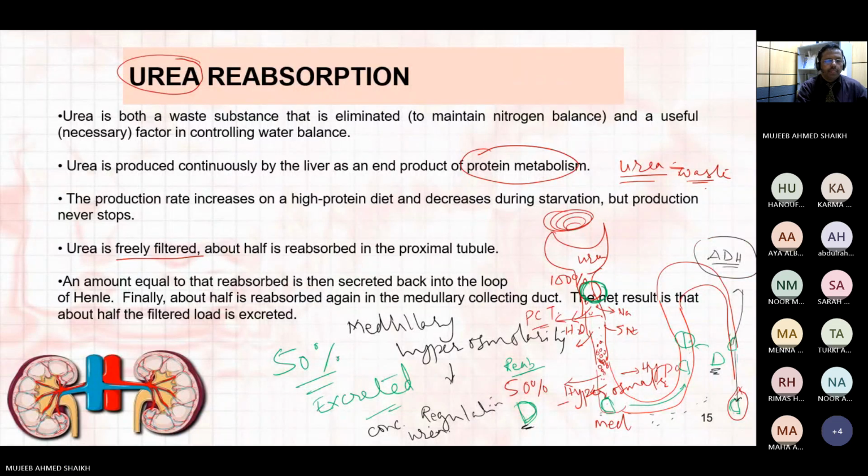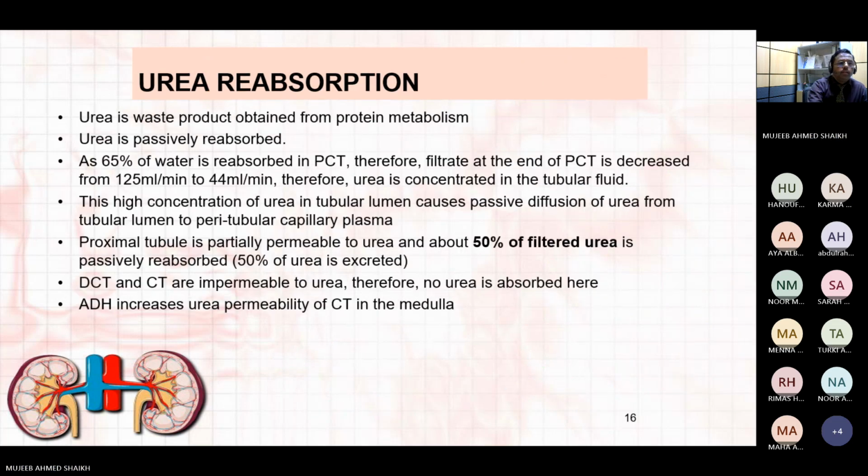Urea is freely filtered, reabsorbed, and secreted. All three processes are happening for urea: filtration, reabsorption, and secretion. So out of 125 ml per minute, 44 ml per minute will be reabsorbed, and 50% of the filtered urea will be lost into the urine. And this last part, the 50% excretion in the urine, is under the influence of antidiuretic hormone.